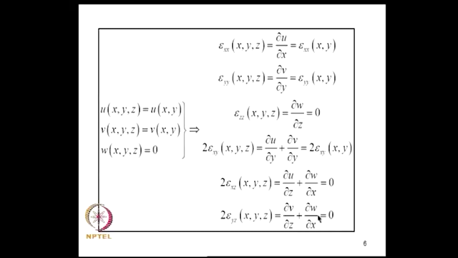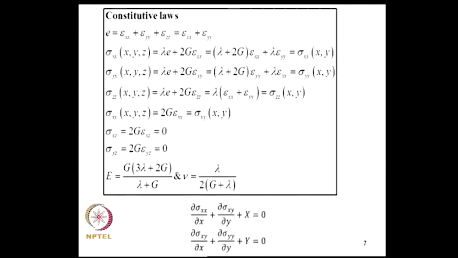So, we get 3 strain components to be 0, and now given the strains we can use the constitutive laws and obtain the stresses. The stresses corresponding to the shear strains epsilon xz and epsilon yz would be 0, whereas all other stresses will be non-zero and they are related through the constitutive law for isotropic Hookean material, there will be 2 elastic constants. So, we get the stresses in terms of the strains as shown here. E is the Young's modulus, nu is the Poisson's ratio.